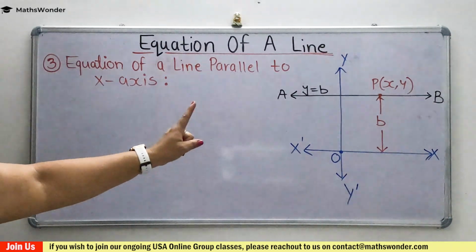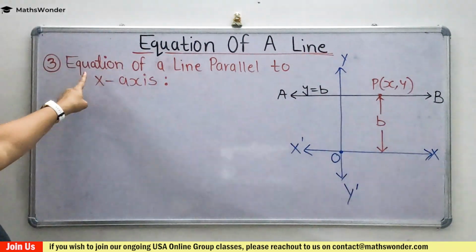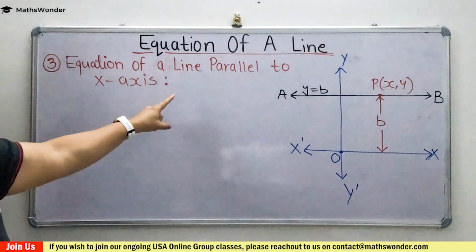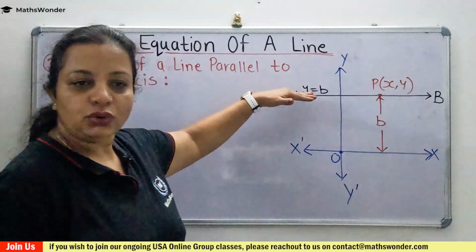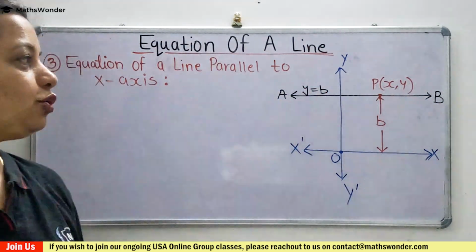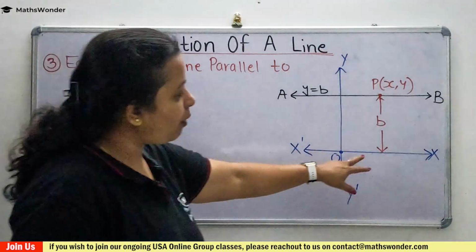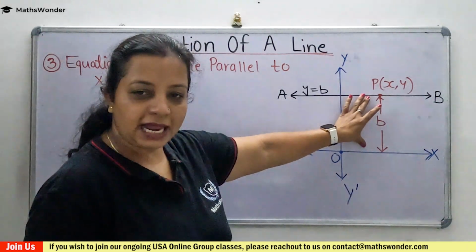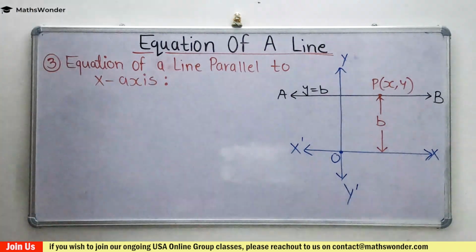So let AB be a straight line parallel to the x-axis, right? The equation of a line parallel to the x-axis, we are doing it now. So this is your x-axis and this line AB is parallel to the x-axis. As you know, what is a parallel line? It is parallel to the x-axis at a distance b from it. See, what is the distance between these two lines? The distance of the parallel line is b.